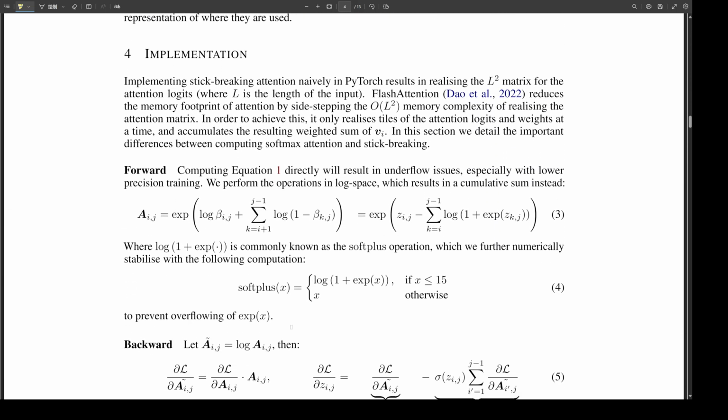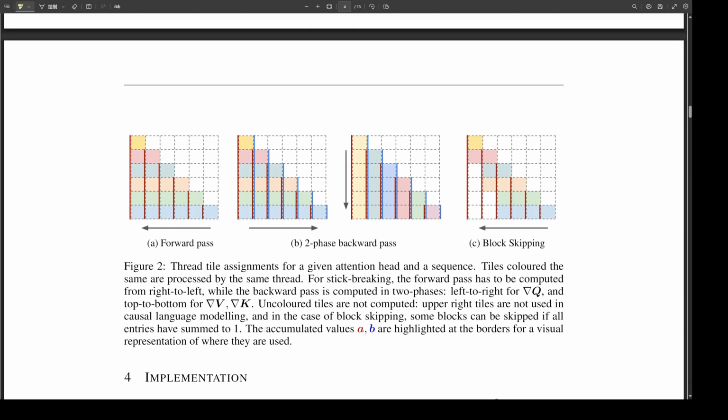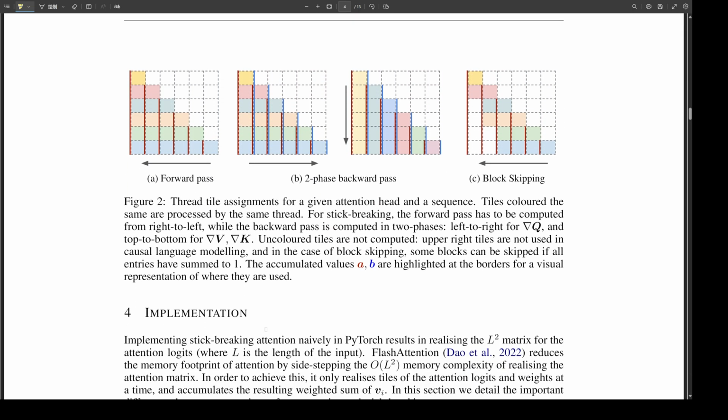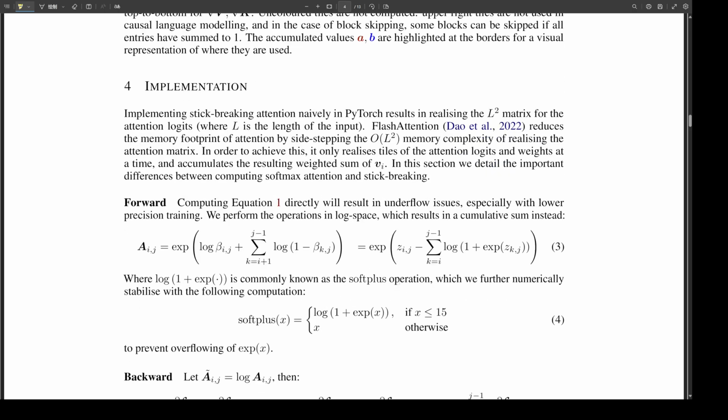Anything else? Yes, actually, the paper also mentions something called Triton. Triton. What's that all about? It's a specialized tool for writing code that runs on GPUs, those powerful processors that are essential for AI. Think of it like giving stick breaking attention its own custom built toolbox designed to work seamlessly with the hardware. Got it. So they're optimizing it at every level.